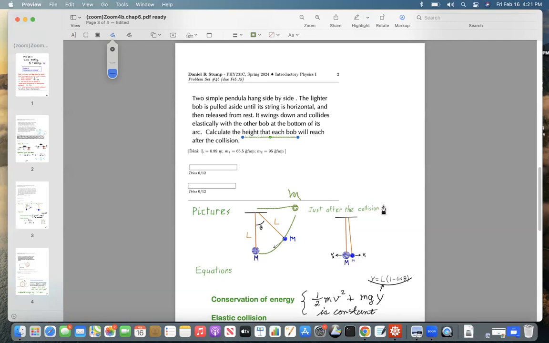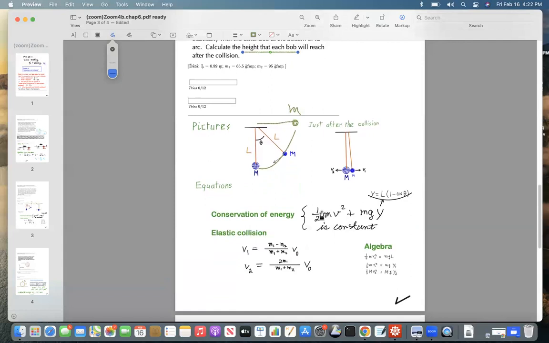And we always label the picture with the relevant variables, not numbers, just variables. Here, the relevant variable is the speed of little m and the speed of capital M. This would be just after the collision. Just before the collision, little m has a certain speed. Capital M is at rest. Just after the collision, their speeds are v1 and v2. So we have various things to figure out, but we've got a picture of everything. We can use conservation of energy for this part of the problem, where m is swinging down. So if you think back to chapter 5, conservation of energy says that the total energy of this pendulum is constant.